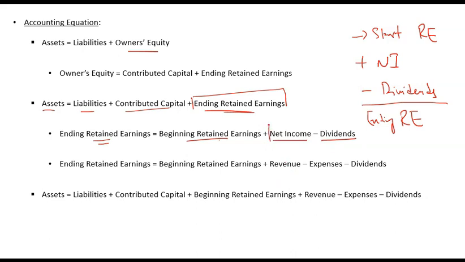Now this net income can further be broken down into income minus expenses, or simply revenue minus expenses. If you break net income into revenue minus expenses, you arrive at the equation of assets, that is liabilities plus contributed capital plus beginning retained earnings plus revenue minus expenses minus dividends. So this is the basic equation for coming up with assets. For any asset to increase, one of these components needs to increase, for the balance sheet to remain balanced.